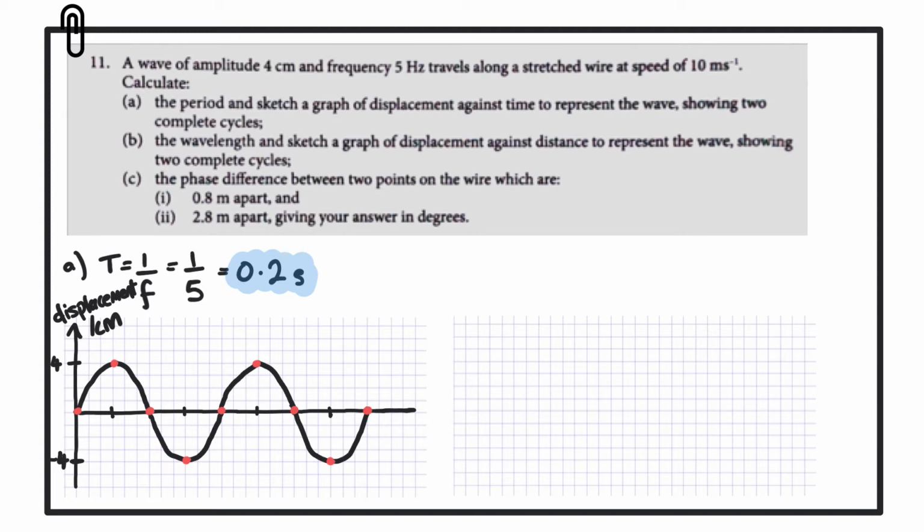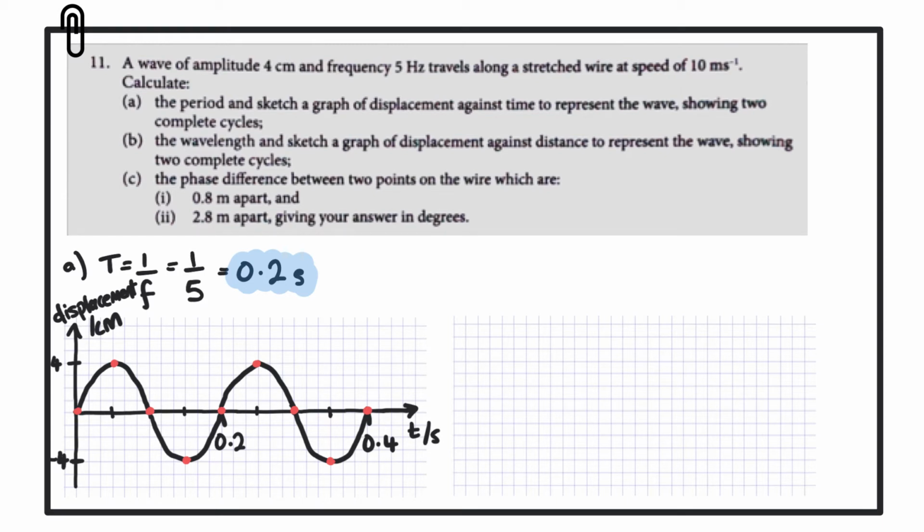Now if we look at the x-axis, we're showing time here on the x-axis, and that time is measured in seconds. We calculated earlier that the time period of the wave was 0.2 seconds, which means the time for one full cycle is 0.2, which means that this point here on our graph is 0.2. That means that our second wavelength would be at 0.4. So now let's look at part B.